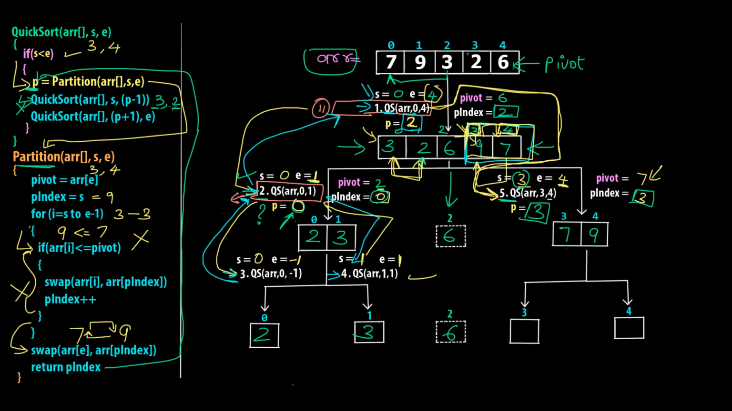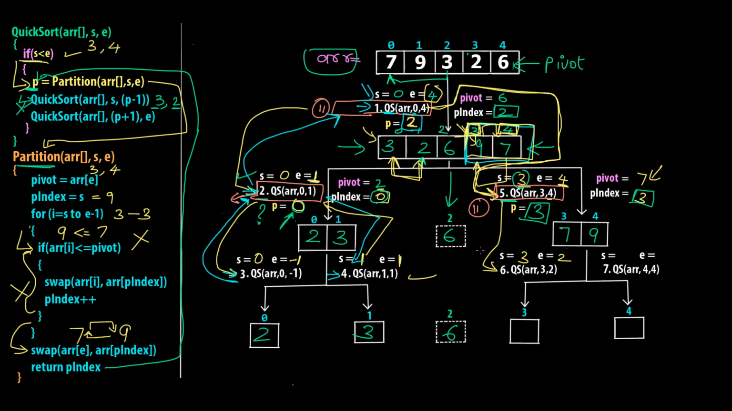Obviously this can never happen, right? Start index can never be greater than the end index. So a 6th QuickSort call will obviously be given. Let's see how that goes. This 5th QuickSort will become paused and a 6th QuickSort will be called. But here S will be 3 and E will be P minus 1, that is 3 minus 1, which is 2. So that's why 3 and 2.